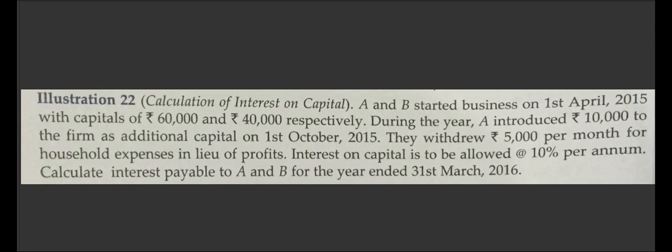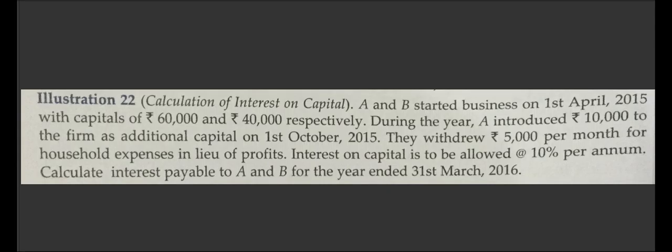The next problem says, A and B started business on 1st of April 2015 with the capitals of 60,000 and 40,000 respectively. So what we are given is the opening capitals already. During the year, A introduced 10,000 to the firm as additional capital on 1st of October 2015. They withdrew 5,000 per month for household expenses in lieu of profits. Interest on capital is to be allowed at the rate of 10% per annum. Calculate interest payable to A and B for the year ended 31st March 2016.